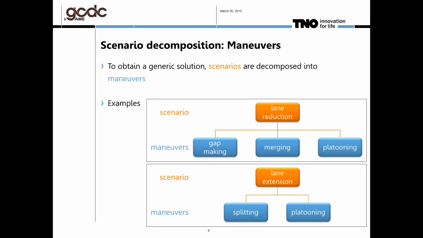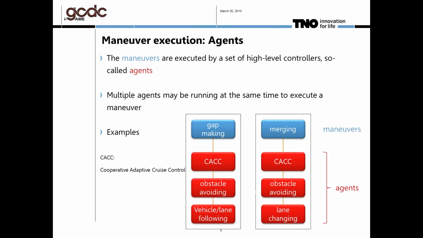Our methodology to address and implement these scenarios is based on decomposing them into simpler tasks, which we call maneuvers. For a scenario like lane reduction, we can decompose it into three maneuvers: gap making, merging, and platooning. To perform any of these maneuvers, we need high-level controllers, which are called agents in our framework. For the gap-making maneuver, we need a controller in charge of vehicle following, like cooperative adaptive cruise control.